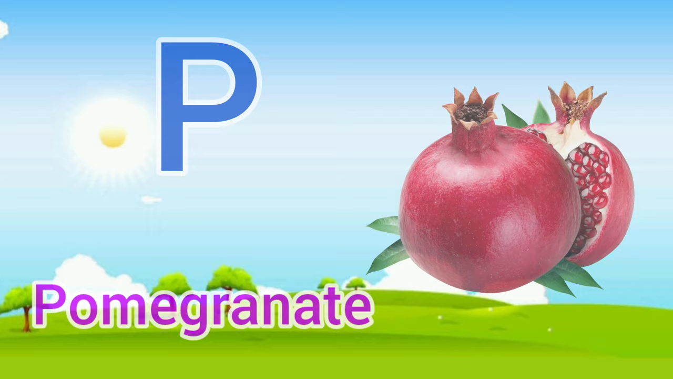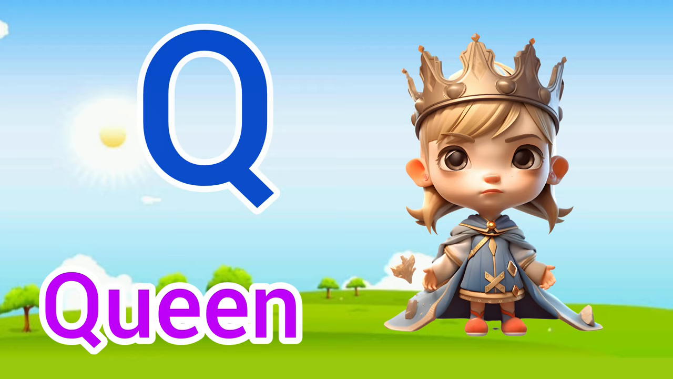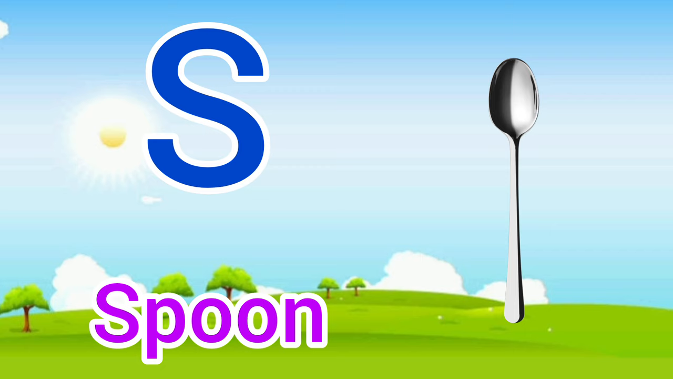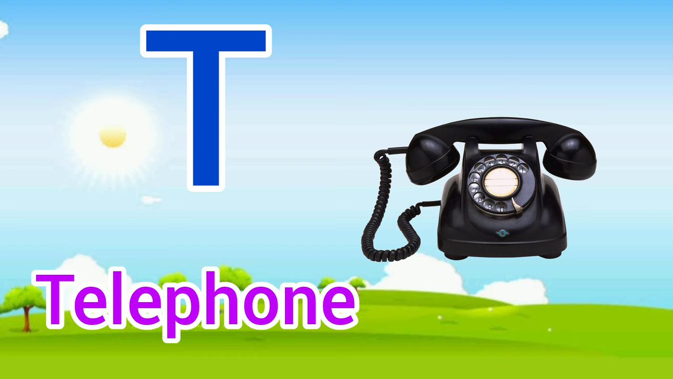Q for queen. Queen means rani. R for rabbit. Rabbit means khargosh. S for spoon. Spoon means chammach. T for telephone. Telephone means telephone.